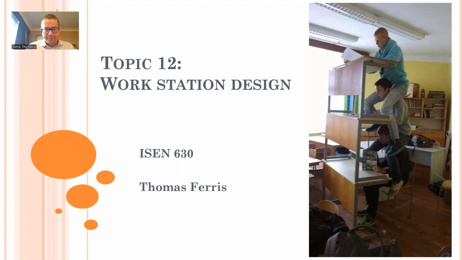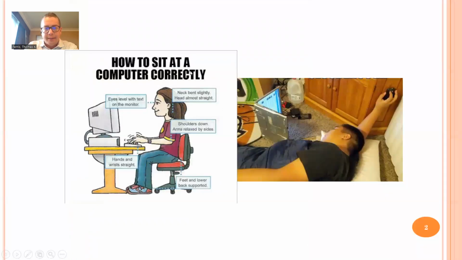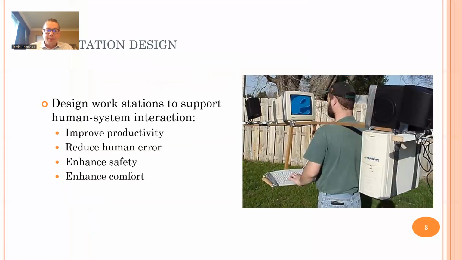All right, so first off, you maybe have seen at some point an ergonomic sort of workstation example, how to sit at a computer correctly. Hopefully not like this. That's just hilariously bad. But in each case, we have physical and cognitive implications that may impact the work system.